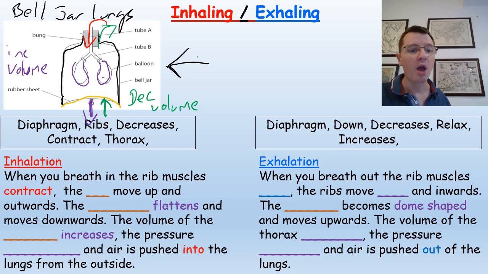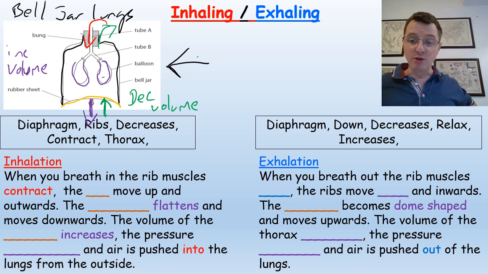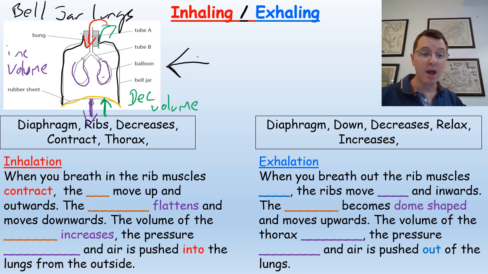So what happens when you inhale? Well, when you breathe in, the intercostal rib muscles contract, and your ribs move up and out. And the diaphragm below your ribs will flatten and move downwards, and the volume of the whole thorax will increase, and the pressure will decrease, and air will be pushed into the lungs from the outside. When you exhale, the opposite will happen.